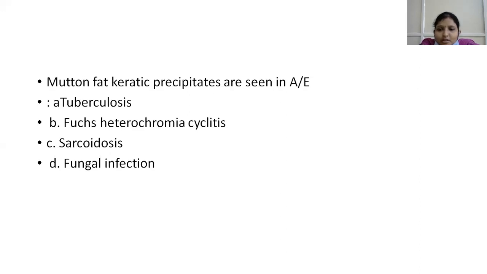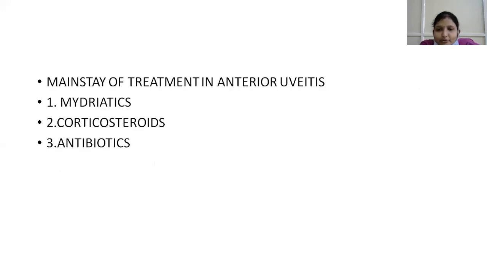No, no, no. The answer is Fuchs heterochromic iridocyclitis. I have mentioned a specific type of keratic precipitates in Fuchs heterochromic iridocyclitis. What is it? So what I taught in the previous classes is all vanished from your brains. In Fuchs, what is the type of KP in Fuchs? Yes, stellate KPs. So mutton fat KPs are seen in all except Fuchs.